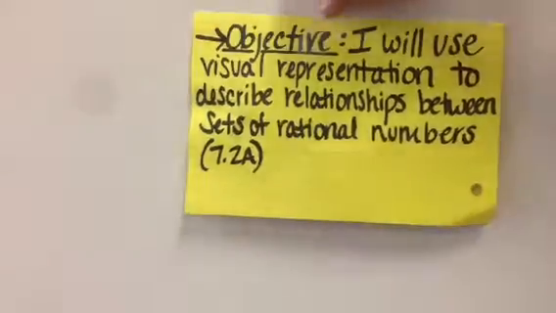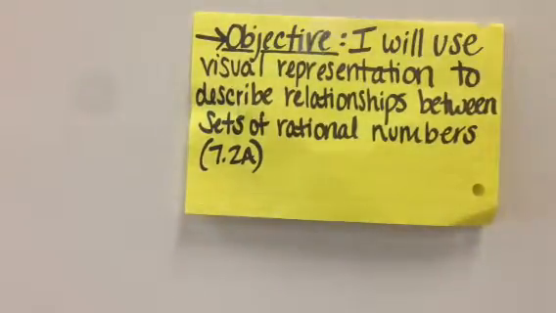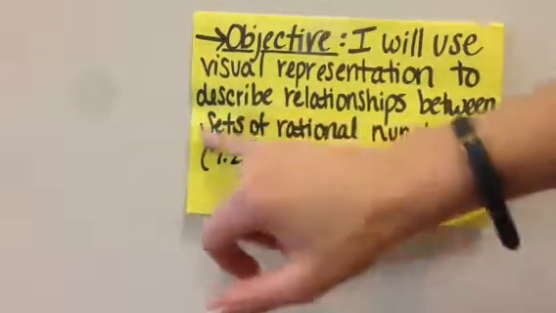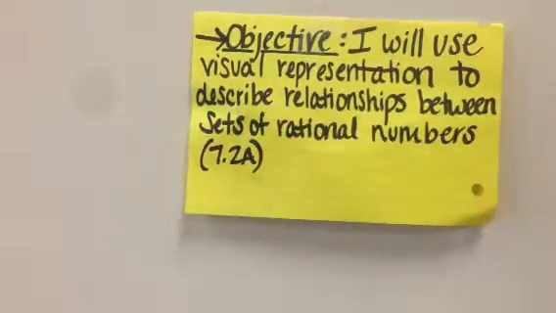First, please copy this objective above your Cornell notes at the top. I will use visual representation to describe relationships between sets of rational numbers. I'll give you a minute to copy that down. Okay, now we will begin.